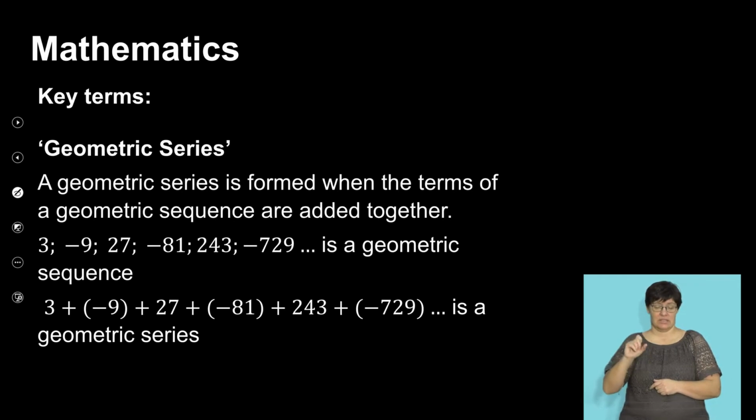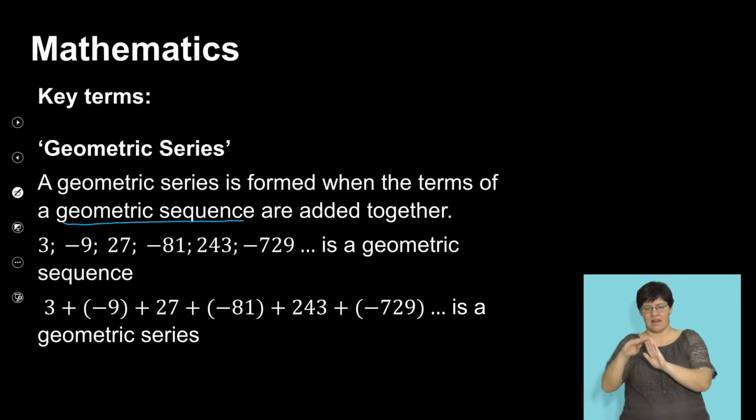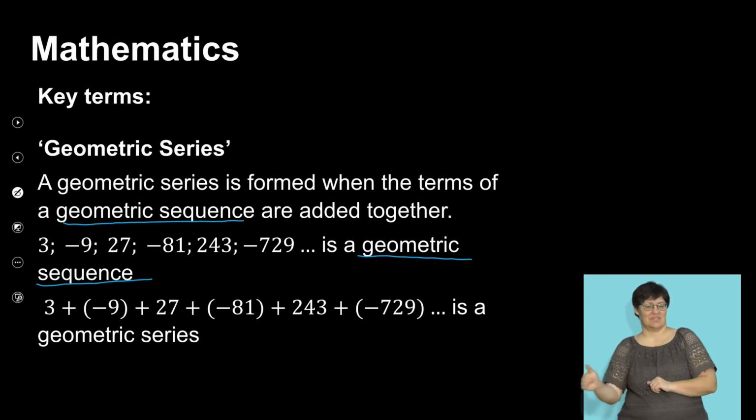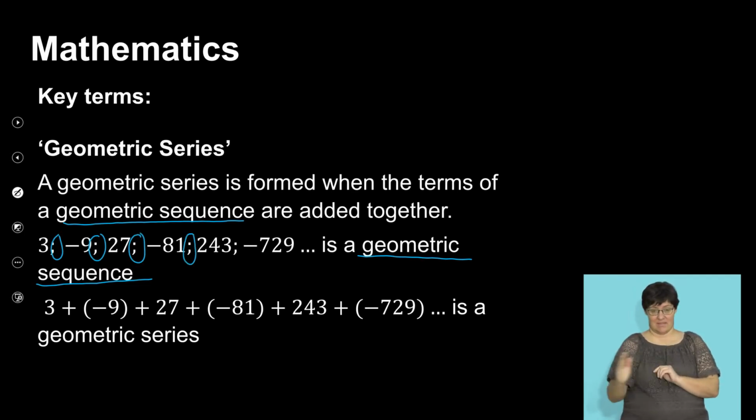So geometric series are formed when the terms of a geometric sequence are added together. So similar to the arithmetic series, I've now got a list. So I've got 3, negative 9, 27, negative 81, 243, negative 729. This is a geometric sequence. Why is it a sequence? I've got semicolons. Please remember that sometimes you have commas. It's indicating that it is a list of terms. A list of terms is a sequence.